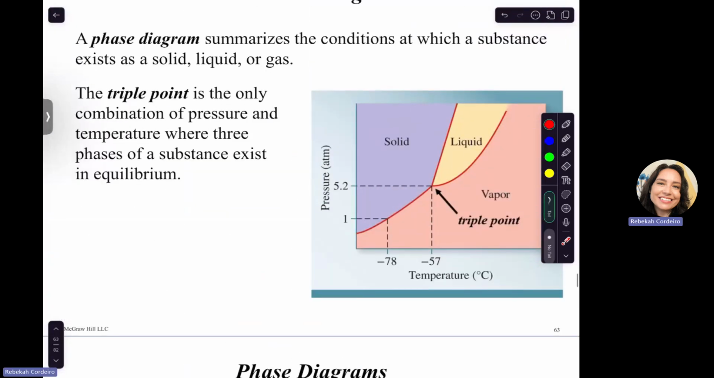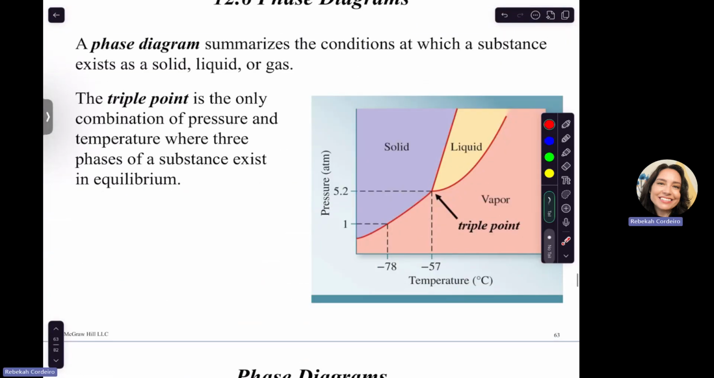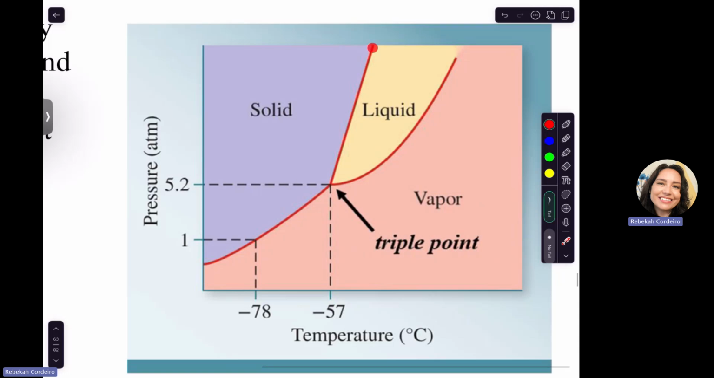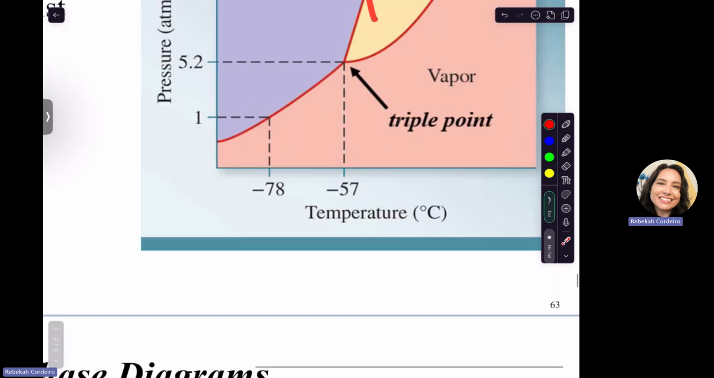Notice that this phase diagram, the big thing I want you to notice about this first one, is that it has an increasing slope here, which means that if we have a liquid and we apply pressure to it, it'll turn into a solid. That makes sense because we know solids are, in general, more compact than liquids. However, let's look at water.